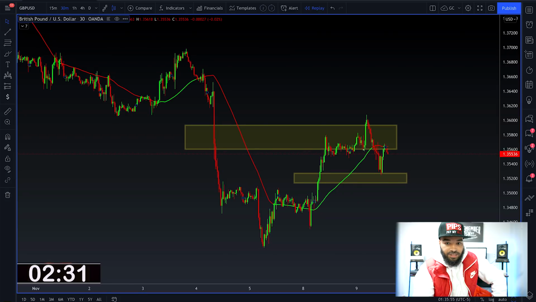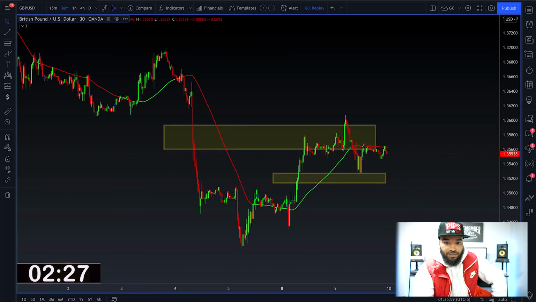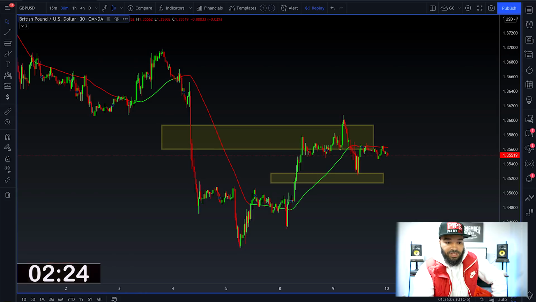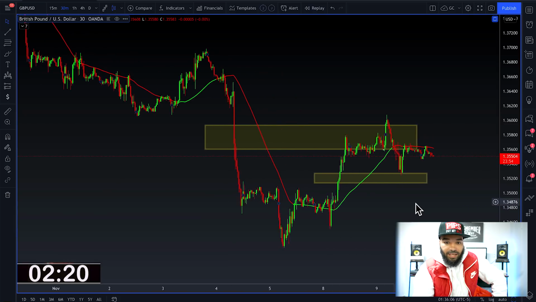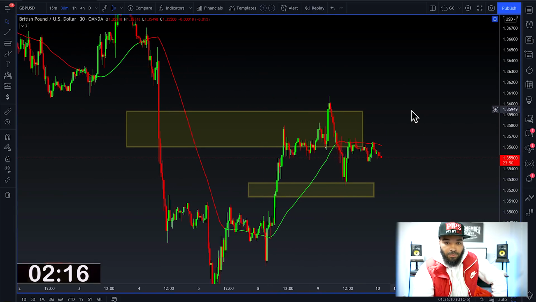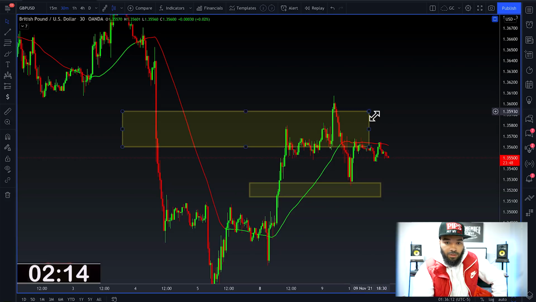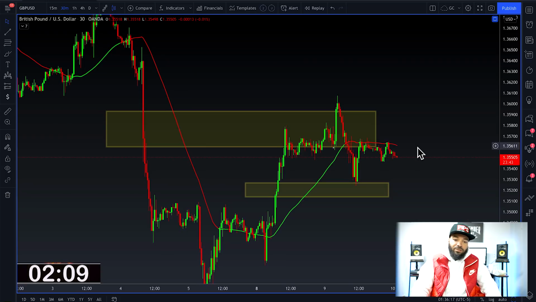Okay? And now this is pretty much where we are now. All right, so what's next? What's next for GBP USD? That's the question. We're right in the middle of both golden zones. We're right in the middle. So we just wait. You gotta understand that, hey, when the market is not tradable, I'm not touching it.